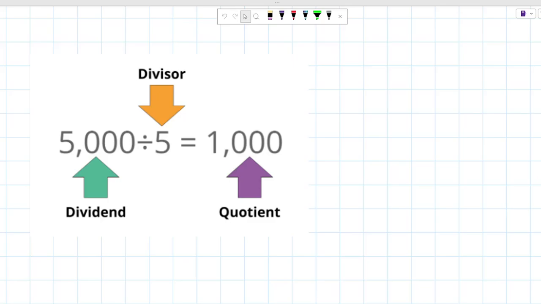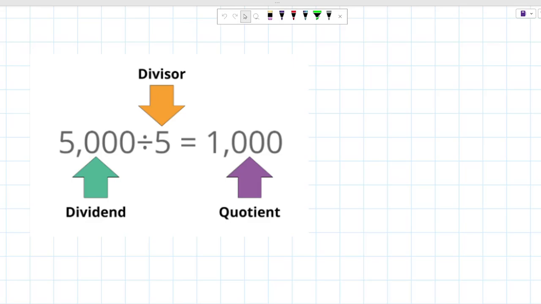This is Dr. Hobbolt, and I'm just going to review this vocabulary that we have for division expressions and equations. So here we see an equation that involves some division. We see that 5,000 divided by 5 is 1,000.